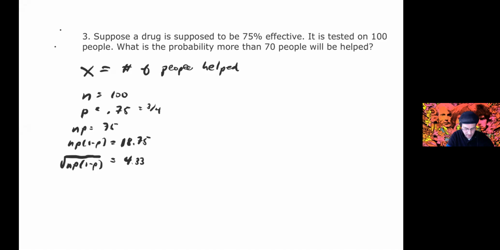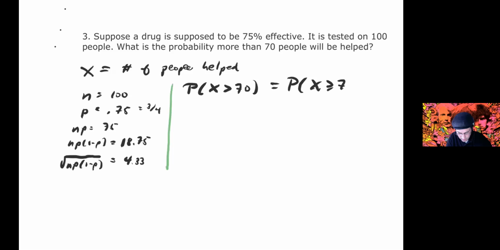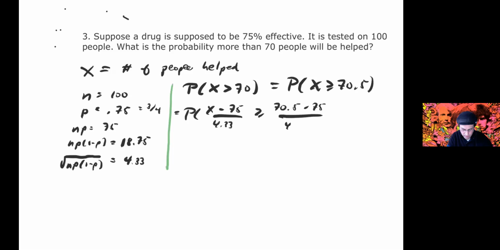Okay, so now let me work to the right here. What are we interested in calculating? We're interested in estimating the probability that x is strictly greater than 70. If we use the continuity correction, that's the same as the probability that x is greater than or equal to 70.5. And then we can normalize. That's the probability that (x minus np, which is 75) divided by 4.33 is greater than or equal to (70.5 minus 75) over 4.33.